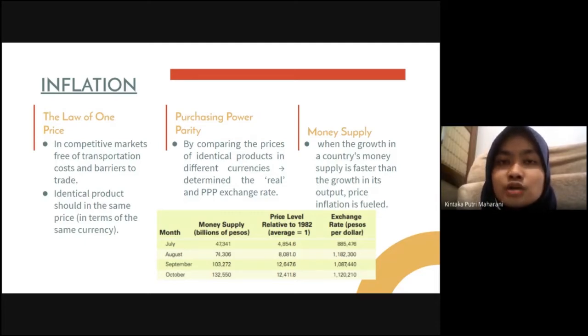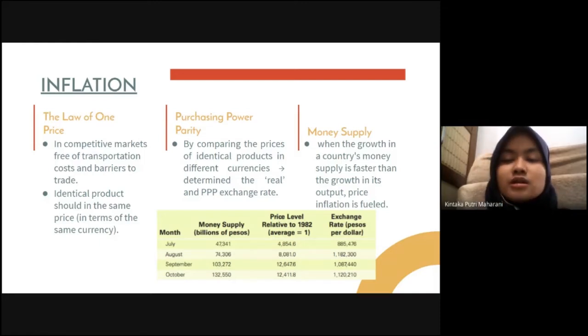And then in Indonesia, the supply of coffee is increased, so the impact is a lower price for 1 kilogram of coffee. And then the price in both countries will be equal. And then the second one is about purchasing power parity.